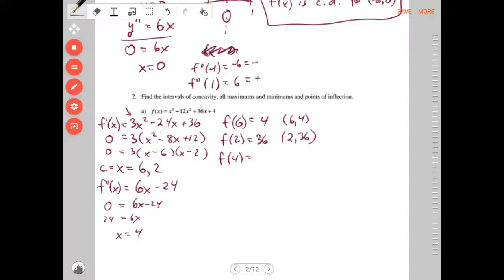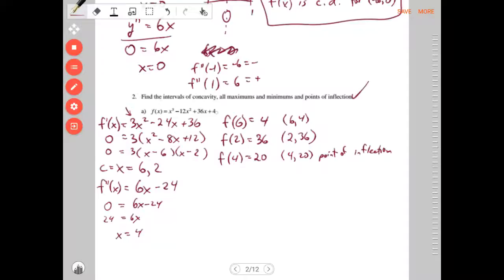Okay, so we figured that part out, and we put 4 into all of that, and we figure out that that equals 20. So that is the point (4, 20). So this is a point of inflection. Okay, great. Awesome. So that's this guy, point of inflection.